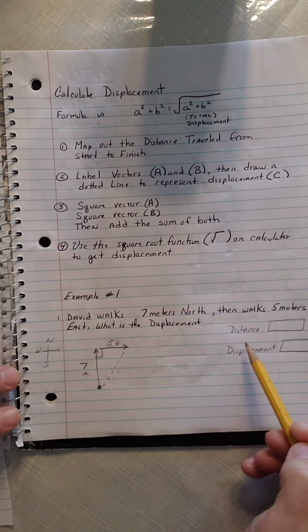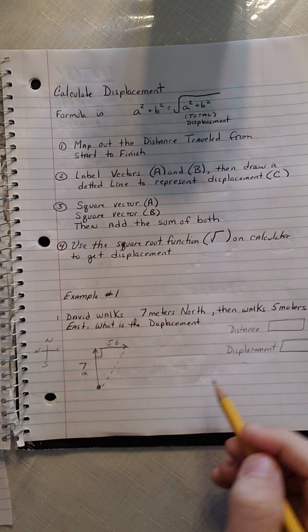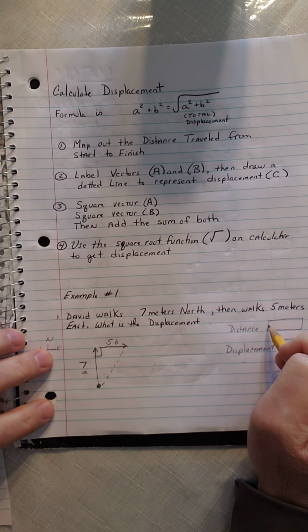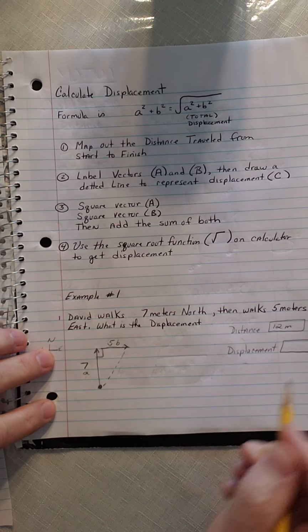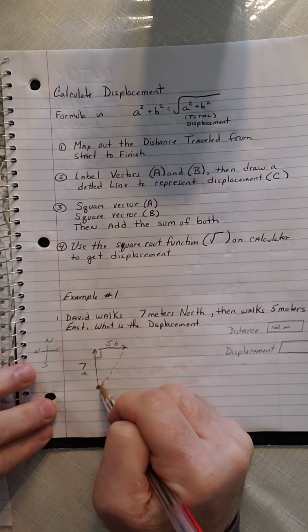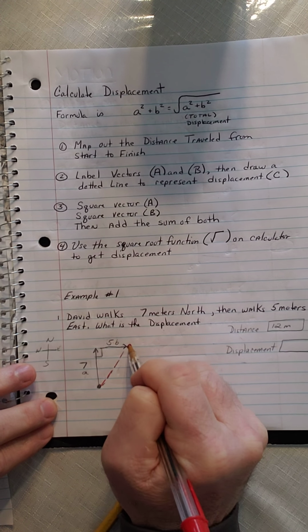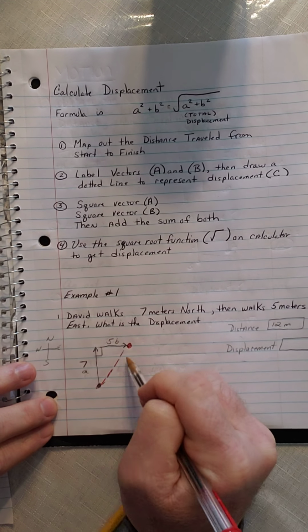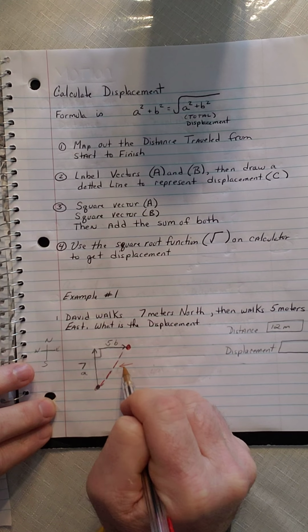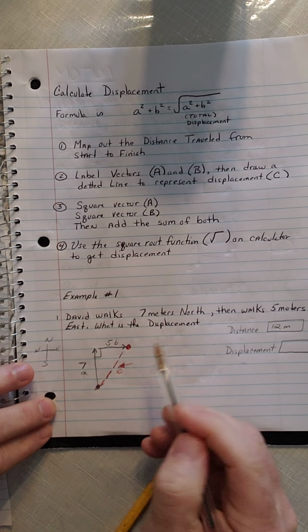All right, so I want to figure out what the displacement is, but I can also figure out what the distance is. The distance is 7 plus 5. So the total distance here is 12 meters. But now I want to calculate the displacement. What is the distance between where David started and where David finished? This is C. This is displacement.